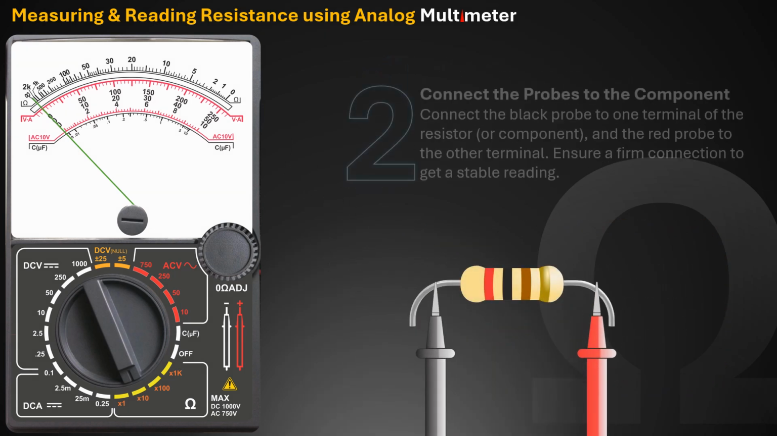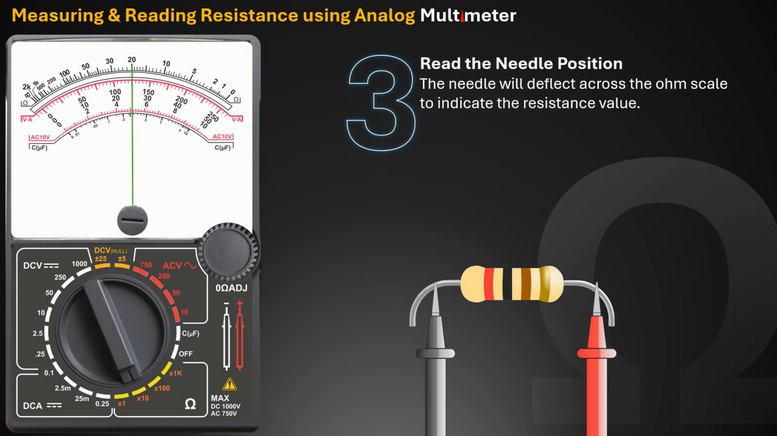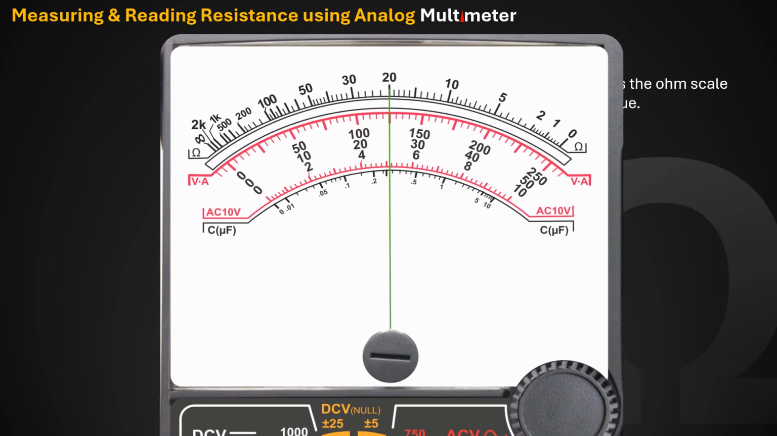Next, connect the black probe to one terminal of the resistor and the red probe to the other terminal. Ensure the connection is secure for a stable reading. Now, watch the needle as it moves across the ohm scale to indicate the resistance value.